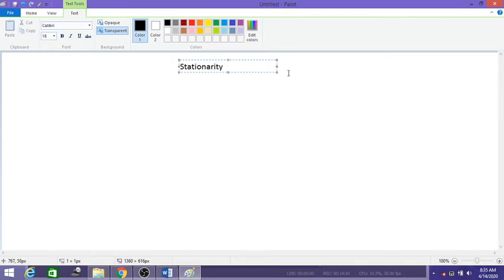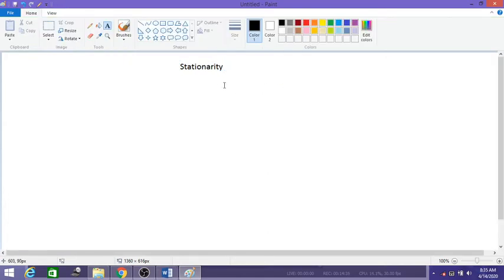Stationarity. So what is the definition of stationarity? It means that if the expectation of a random process is independent of time, or independent of change of time, then such a process we call a stationary process.